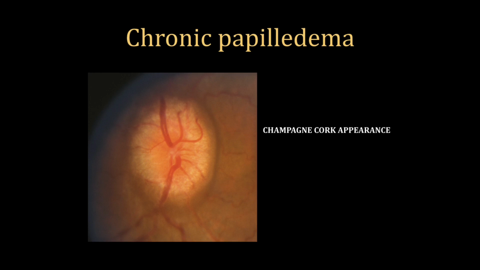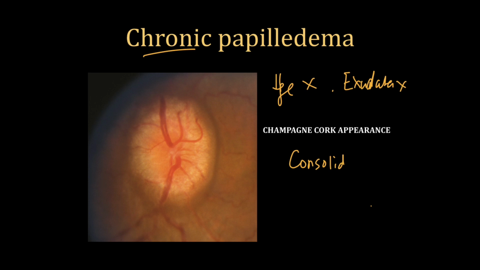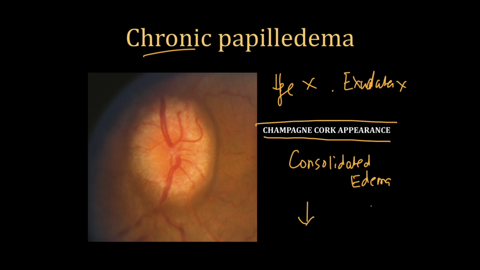When the disc goes to chronicity, as in chronic papilledema, the hemorrhages will disappear. There is no hemorrhage. The exudates will disappear. No exudates. Okay, and the edema becomes consolidated. It's the so-called consolidated edema, and the disc will appear elevated like a cork, the so-called champagne cork appearance in chronic papilledema. Okay, so it's going to be a pale disc with an elevated disc. This is called the consolidated edema or chronic papilledema. Here, there's going to be a reduction in the vision.